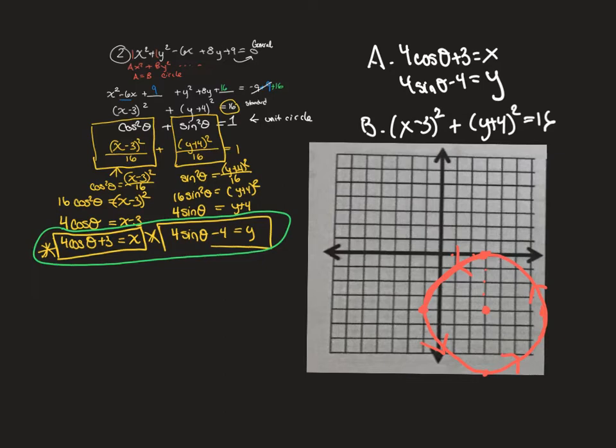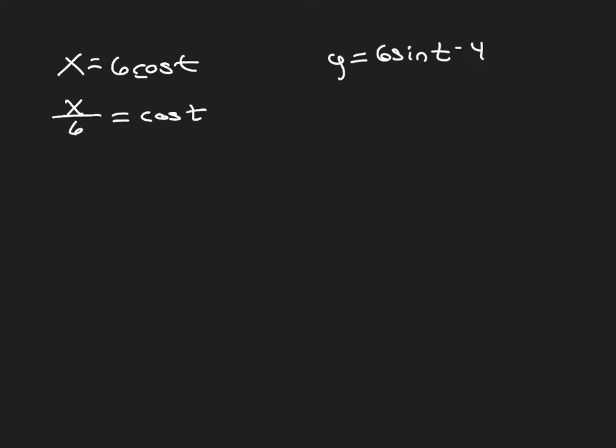So now let's go backwards. Let's go back and do number 1. So number 1 is the other way around. Number 1 says x equals 6 cosine t. And then it says y equals 6 sine t minus 4. So this one gave me the parametric, and I need to go back to the rectangular. So I'm going to divide the 6 over. So x over 6 equals cosine t. And then I'm going to square both sides.